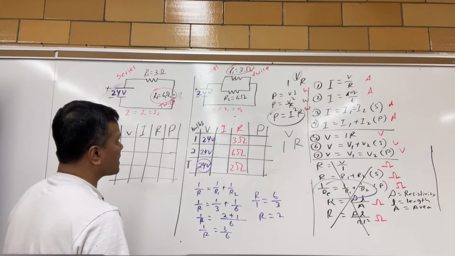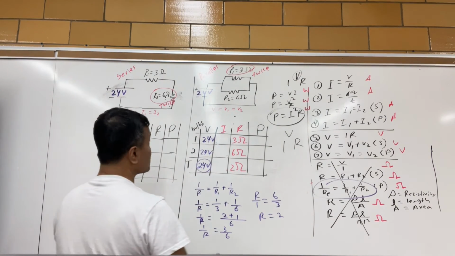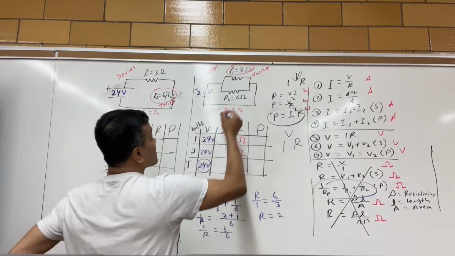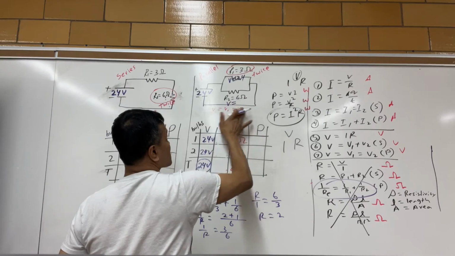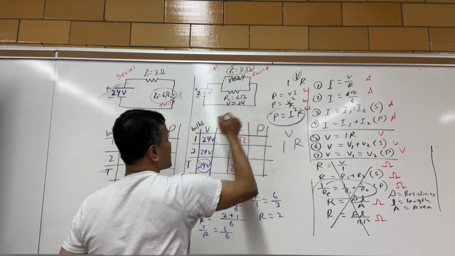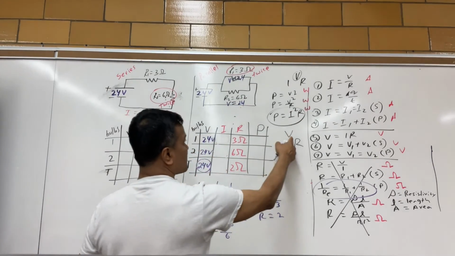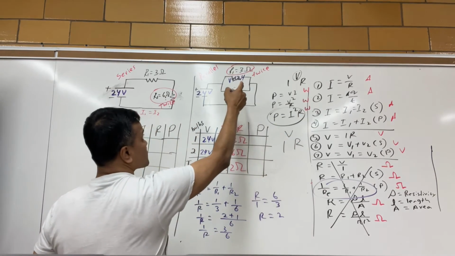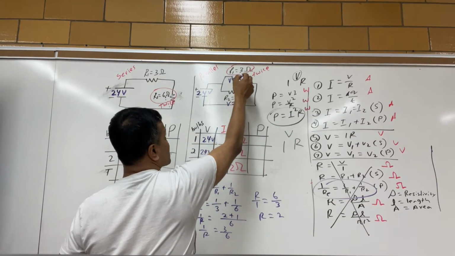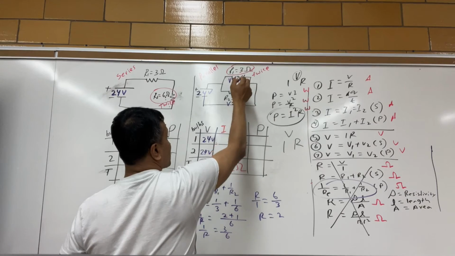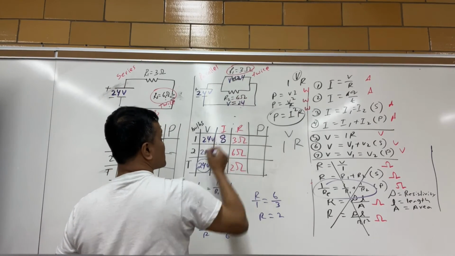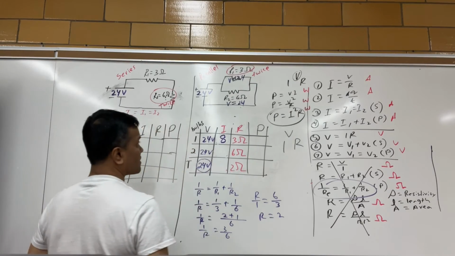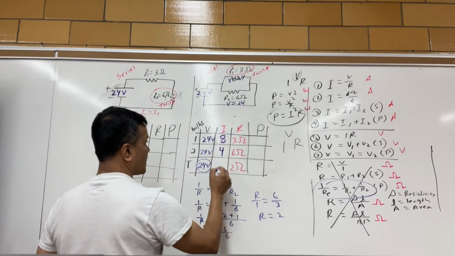Now, understand that the voltage is 24 over here, and voltage is also 24 over here. Now, the current is voltage over resistance. So 24 divided by 3 is 8. So this is 8. And this is 24 divided by 6, which is 4. So the total current is 12.